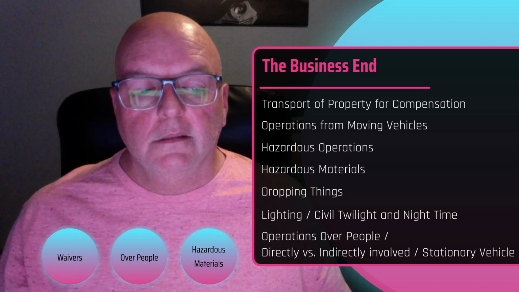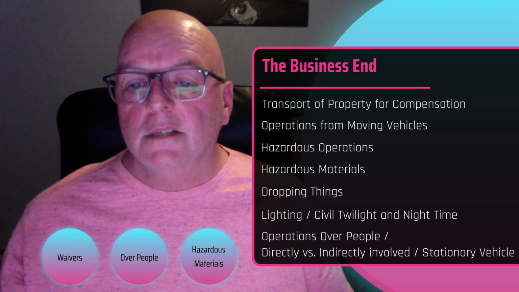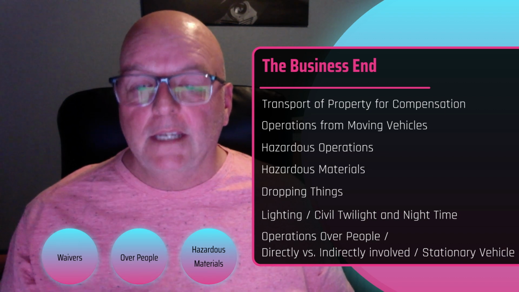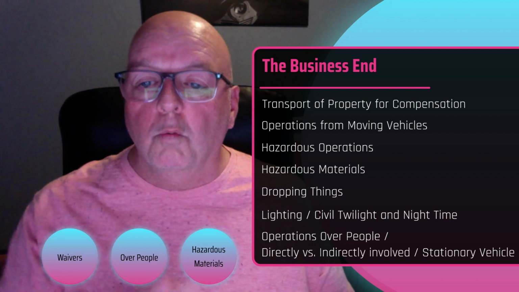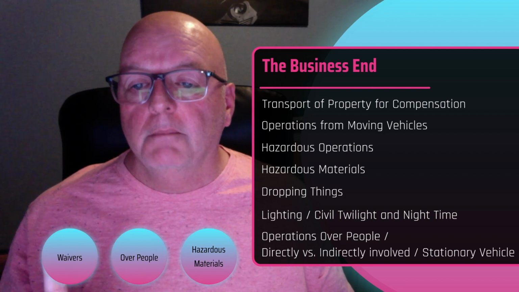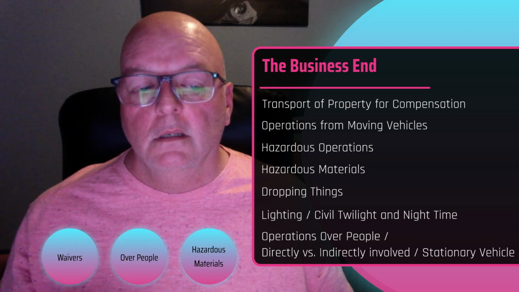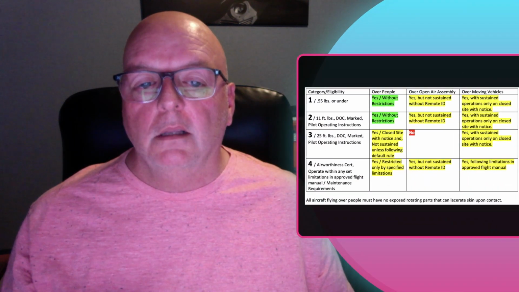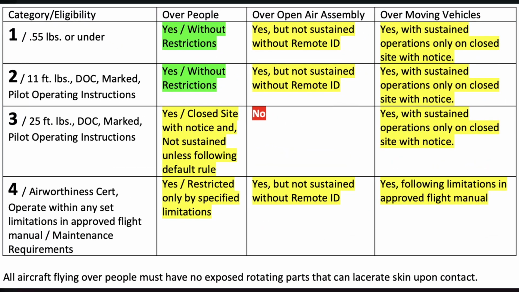So let's look at some of the other things that are involved with the operation over people, because these that I just gave you are the overall rules, and they still stand unless your aircraft meets one of the requirements that we're about to talk about. So let's take a look at over people a little bit closer. In fact, let's pull that in.